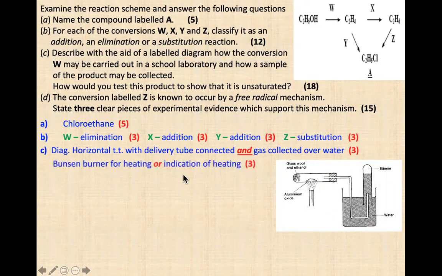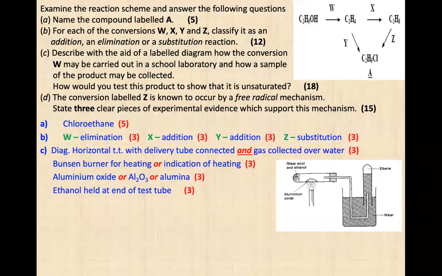And then the Bunsen burner for heating or some indication of heating. Yes, I've got that. That's another 3 marks. Aluminium oxide, or Al2O3, or alumina. You can call it any of them. You only have to know one. Yes, I've got that. 3 more marks. Ethanol held at the end of the test tube. Yes, I've got glass wool and ethanol in my diagram. So I get my extra 3 marks for that.